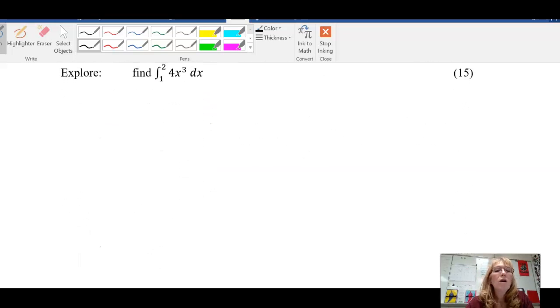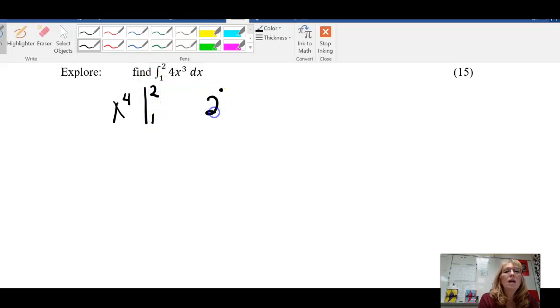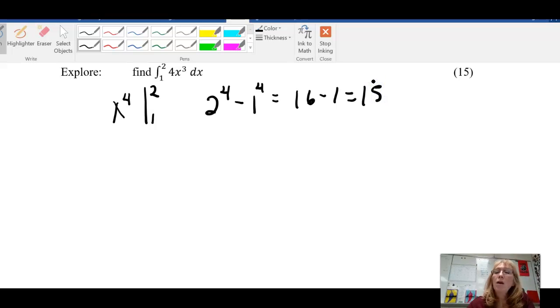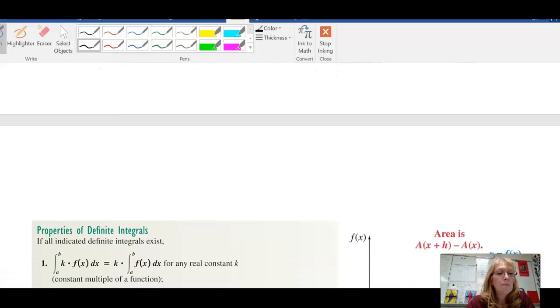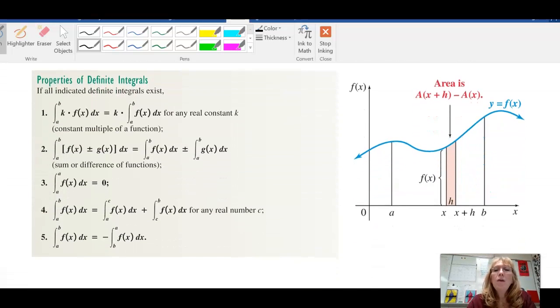Okay, pause and try yours. So you should have had x to the 4th. You're going to go from 1 to 2. So you're going to take 2 to the 4th minus 1 to the 4th, which equals 16 minus 1, which is 15. So the area of 4x cubed from 1 to 2 is 15 units. That's what that is.